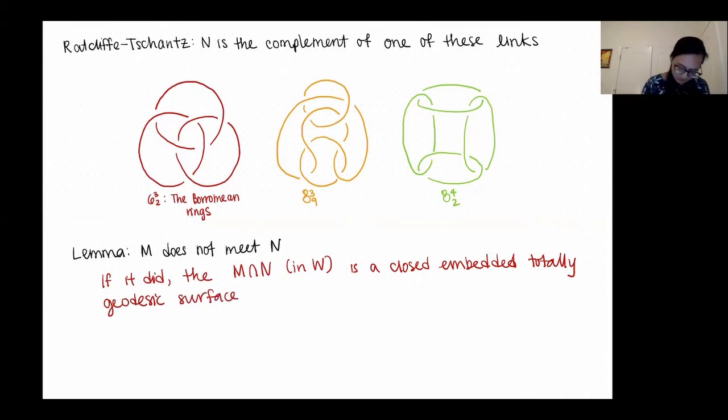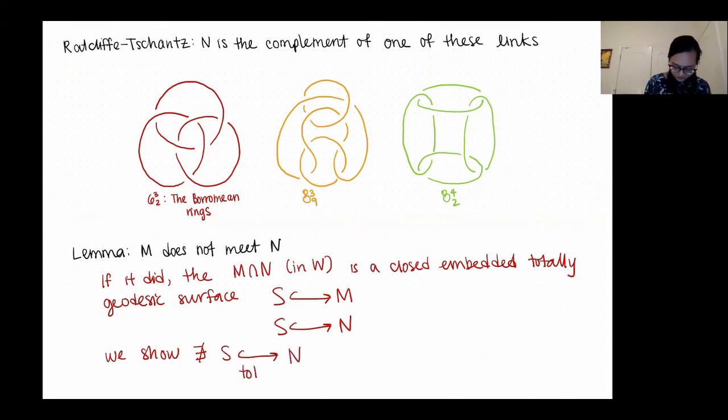S, which would embed totally geodesically into both M and N. And what we can do is show, for these particular three link complements, that there does not exist a surface that embeds into N totally geodesically.